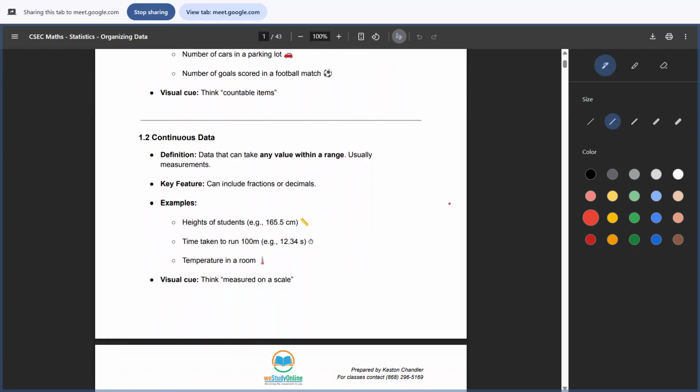Other examples could be things like time, temperature. These are usually values that we could measure on some sort of scale. So we have continuous versus discrete data.